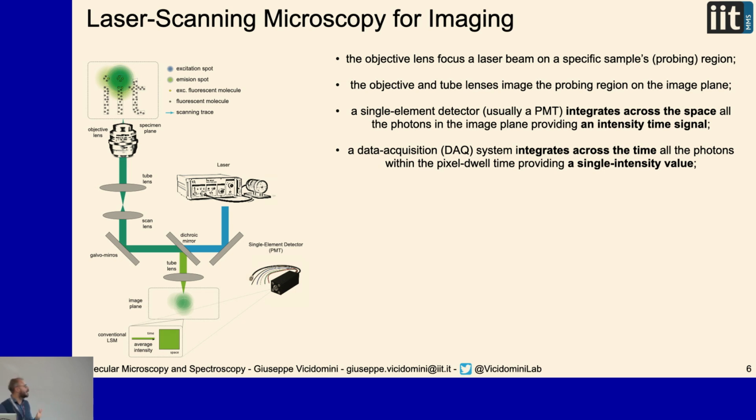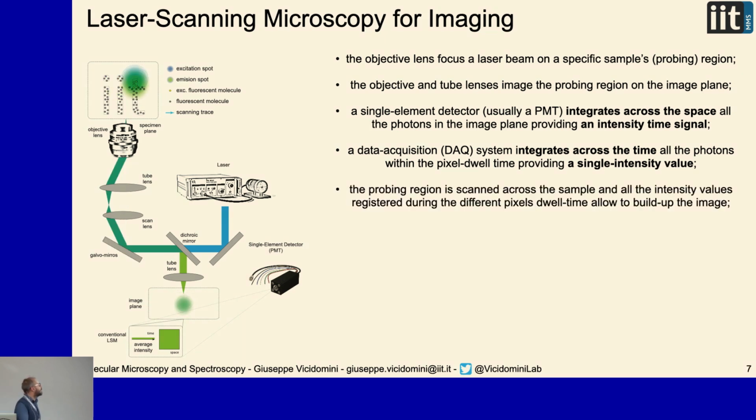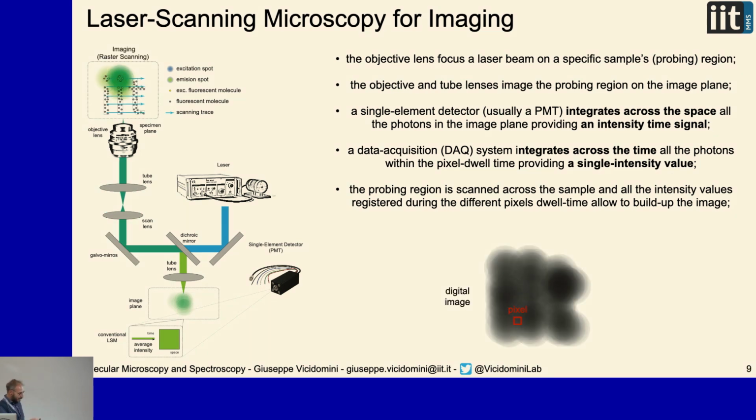They disappear because I integrated them. So okay, that's a scan. That's an image now describing the laser scanning microscopy in terms of imaging. So what happened is that I scan my probing region across the sample, and then I end up with digital images. But anyway, for each probing region, I give you a single intensity value.